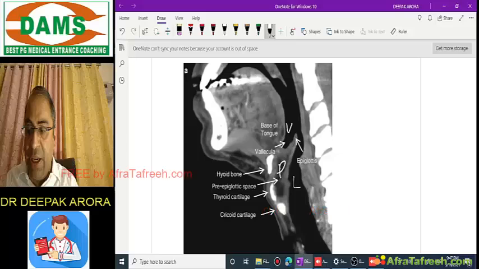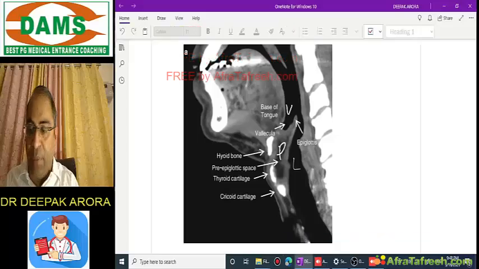Yes, vallecula is visible. Pre-epiglottic space is visible.